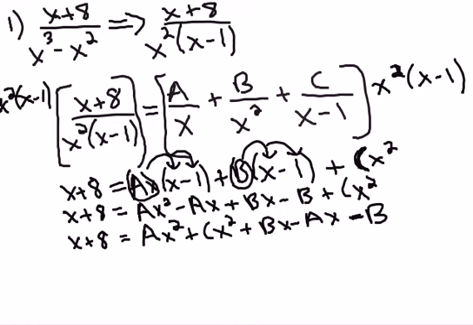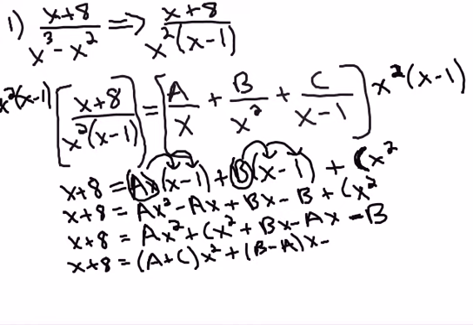Now comes the part where I'm going to factor out the variable x, or x squared, from each term. So if I take out an x squared, I'm left with a plus c times x squared. Here, if I take out an x, I'm left with b minus a times x, and then I just have the minus b at the end.